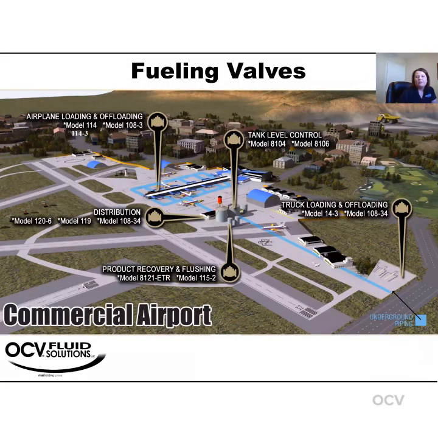So here's a diagram of where some of the valves may be located at a commercial airport and the type of applications that you might see. So airplane loading and offloading, tank level control, truck loading and offloading, distribution in your distribution system, and product recovery and flushing. Under each of these, you may have a couple of models, but I'm just going to talk about a few of them today and hopefully show you a few more applications or control valves that we offer for your systems.